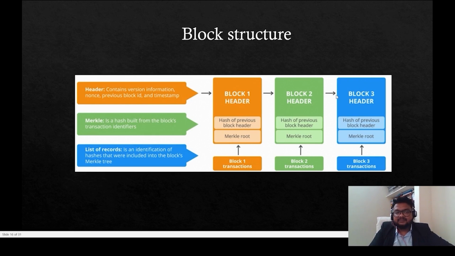So here you can see the block structure. You can go through it by yourself by pausing the video. But one thing I want to show you here is the previous block hash. Here you can see the hash of the previous block header. It is included here. So if anything is changed in block one, it will change the block hash of block one. And since its hash is included in block two, it will change the block two hash also. It will change the block three hash also. So the change will be apparent and everybody will notice it.